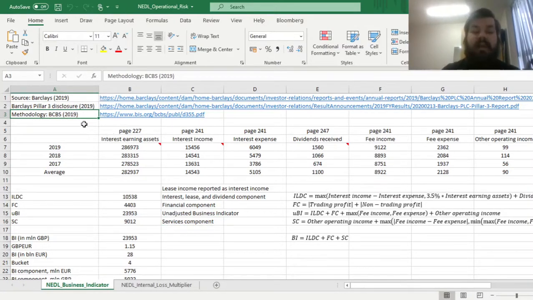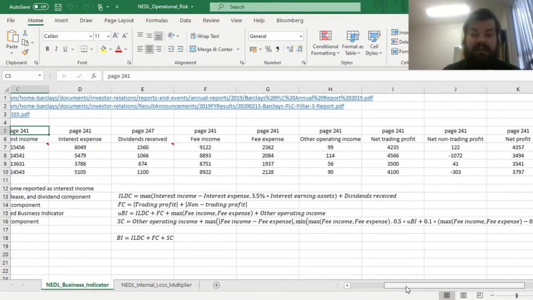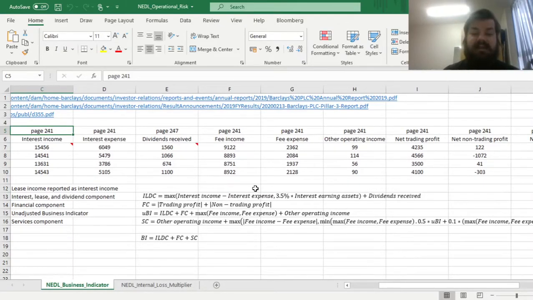So without further ado, let's try and calculate the business indicator using Basel's own formulas and Barclays' disclosure. Most of the disclosure comes from Barclays' consolidated income statement, which is reported on page 241 of their 2019 annual report, and you can always find the consolidated income statement in any report of any bank you encounter, so this should be a no-brainer. For the interest, lease, and dividend component, we need to figure out what is larger at first. The net interest income of the bank, so interest income minus interest expense, both can be retrieved from the consolidated income statement, or the interest earning assets of the bank times some proxy of the interest margin of 3.5%.